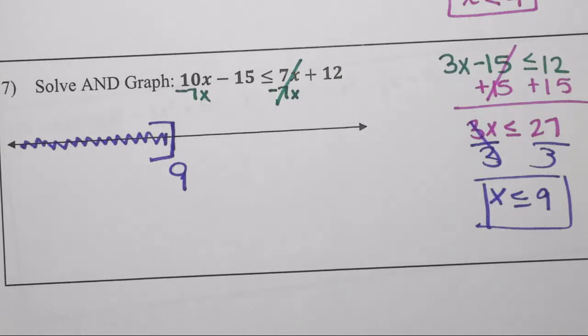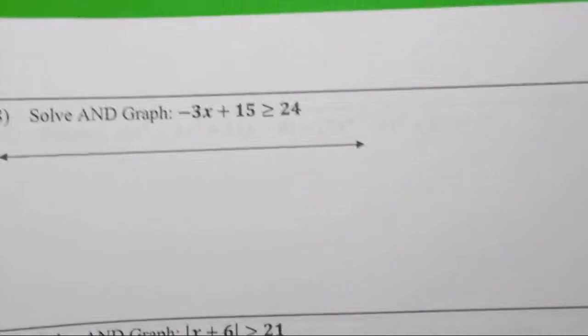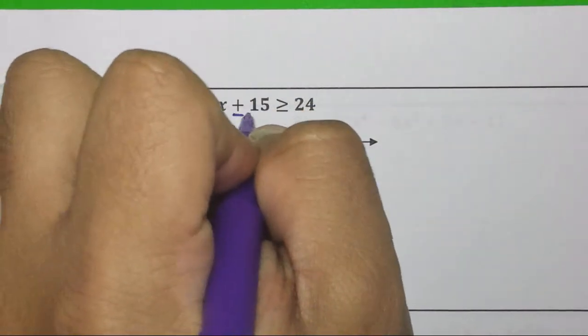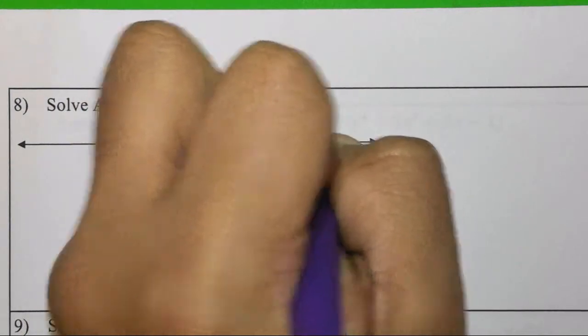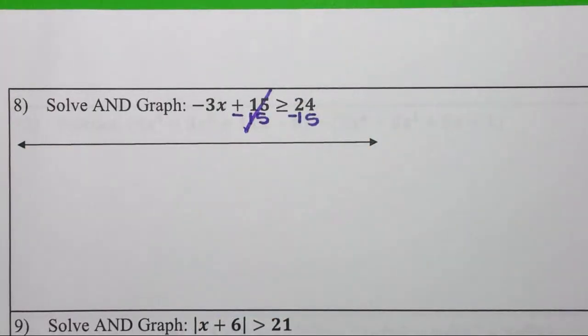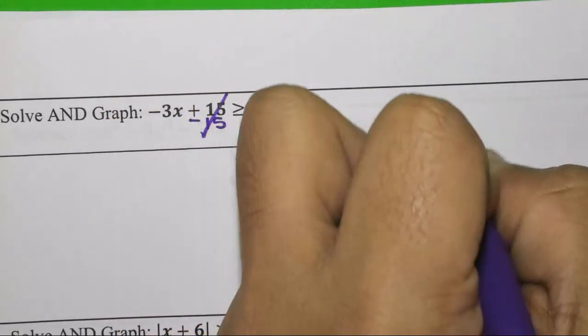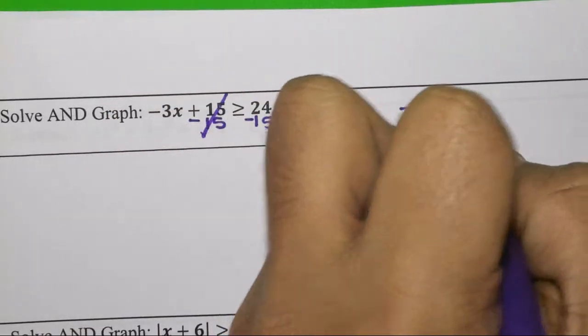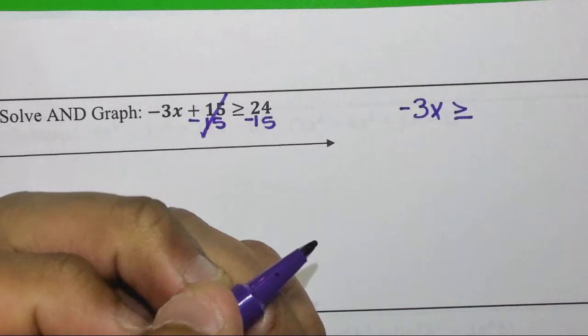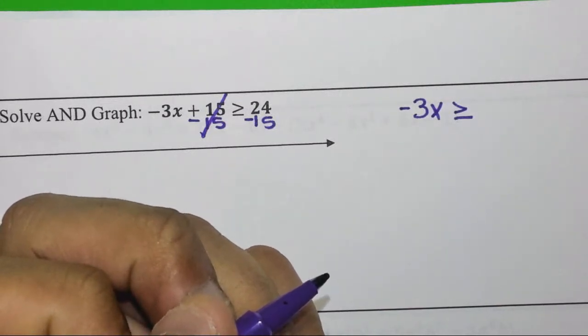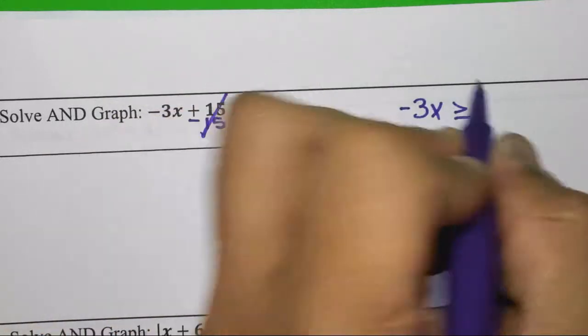Number 8. There's only one x, so we're good there. The only thing I'm going to do is get rid of that 15. So I'm going to subtract 15 on both sides. That cancels that out. So you're left with negative 3x is greater than or equal to, let's see, 24 minus 15, 9.